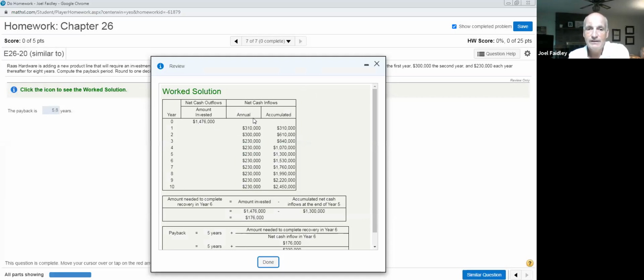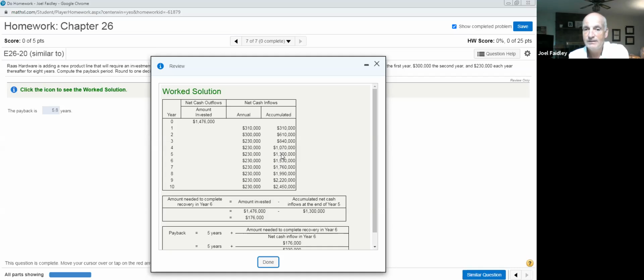So what you see there is, there's my investment. They've laid all this out, 1 year, 2 year, and then the remaining 8 years. What is my annual cash inflow from that outflow? Outflow, inflow. And so each year you need to accumulate what your return is. So first year's 310, plus the 300 is 610, plus the 230 is 840, plus the 230 is $1,070,000. Each time you're looking to see, are you up to 1476? 1070 plus 230 is 1300, or 1.3 million, plus 230 is 1.5 million. Okay, so now we've gone beyond the 1476.